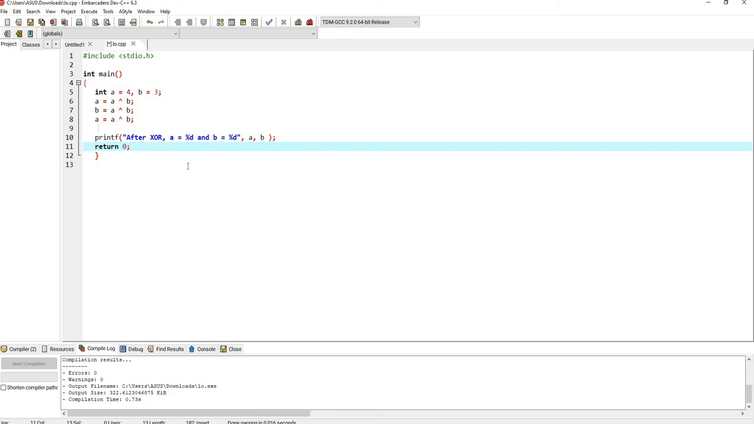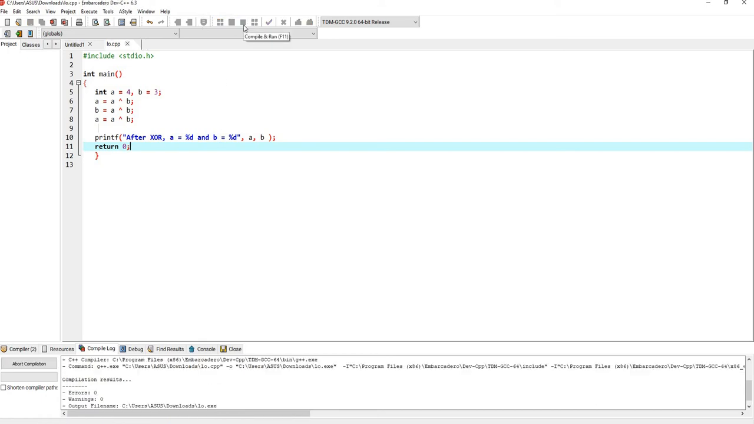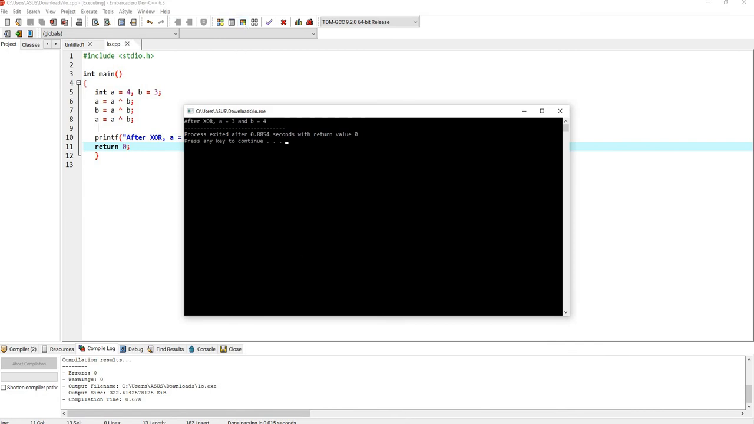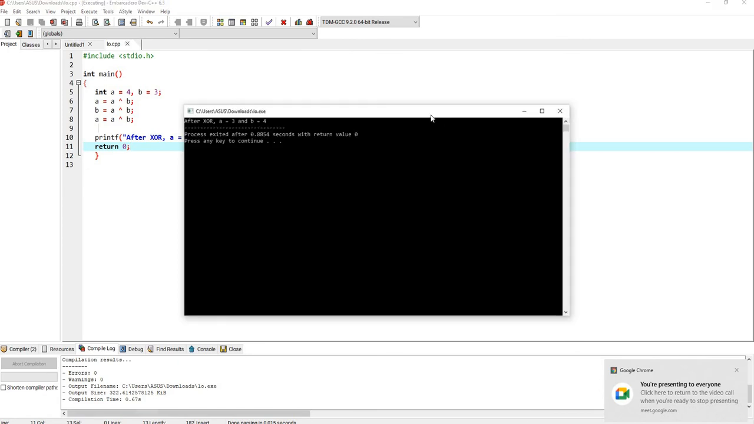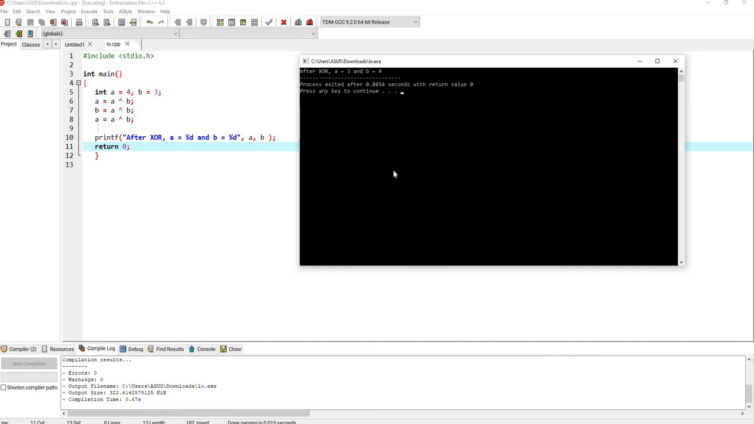Okay, run natin. Ano kaya ang output nito? Okay, compile and run. So, ito yung lumitaw. Wait lang, hindi ako nakashare, no? Nakashare ba ako? Opo. Nakashare pala ako, sorry. So, nakita niyo yung output. Ayan. So, ang lumabas is, after XOR, A is equal to 3 and B is equal to 4. Ayan. So, yan yung ating XOR, no? Yung A is equal to 3 at saka yung B is equal to 4. Yan yung value natin dun sa exclusive.